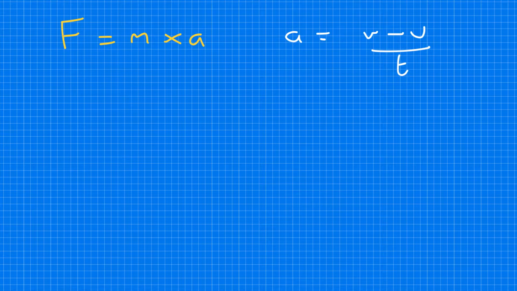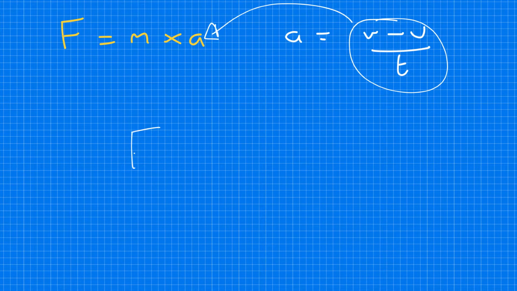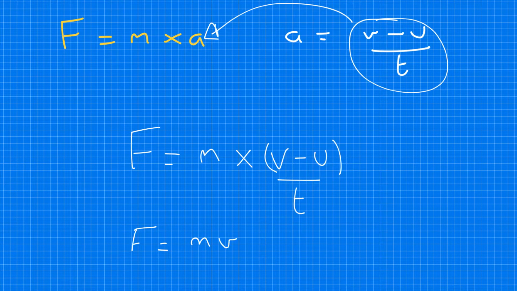So if we know F equals ma, but we know a equals v minus u over t, we can actually substitute this a in this equation with what we know a to equal. So this whole part of this equation can be substituted in here, and we can end up with the equation F equals m times (v minus u) over t. And we can multiply out the brackets to then give us our final equation. F equals mass times the final velocity minus mass times the initial velocity, divided by time.